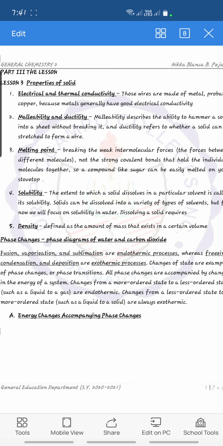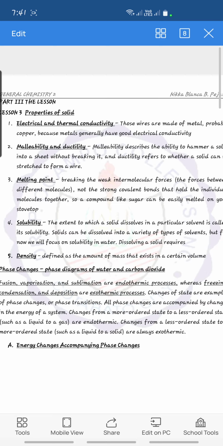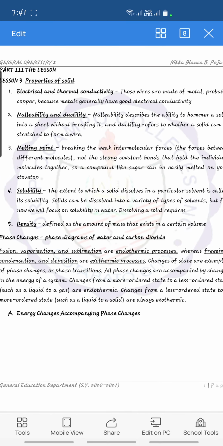This will serve as a review for you, because I assume that you already know this, since in general chemistry, properties of solid or properties of metals have already been discussed. So I will give you a review of the different types of properties of solid. Let's start with the electrical and thermal conductivity.